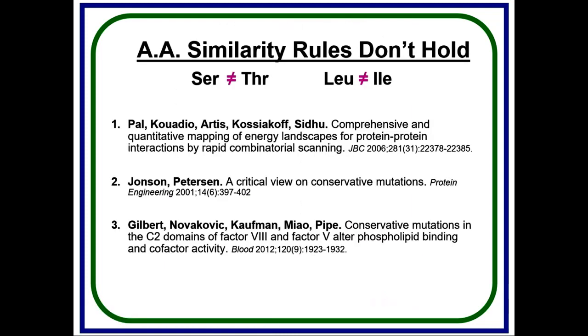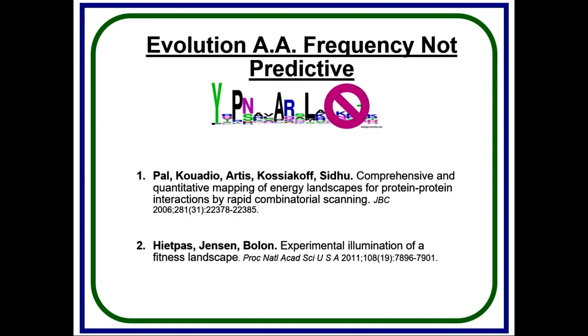We're not the first people to show that amino acid similarity rules don't always hold. Several other papers have noted this. We're also not the first to show that evolutionary amino acid frequency is not predictive of outcome. Several other papers have shown and noted this.